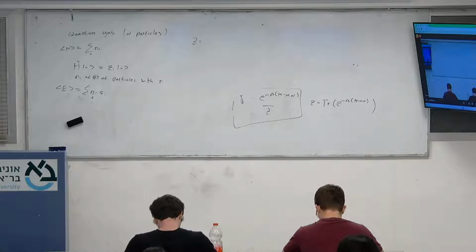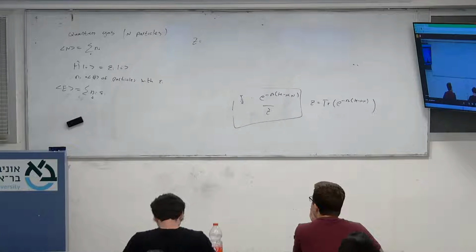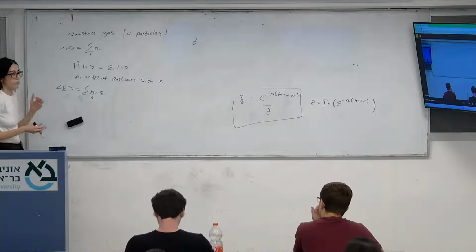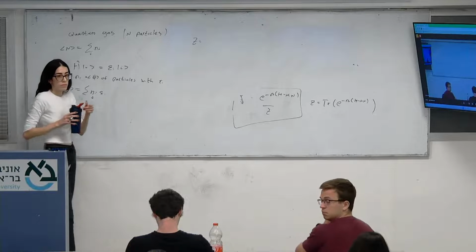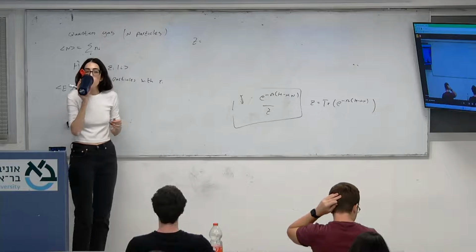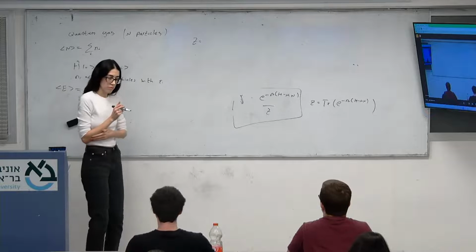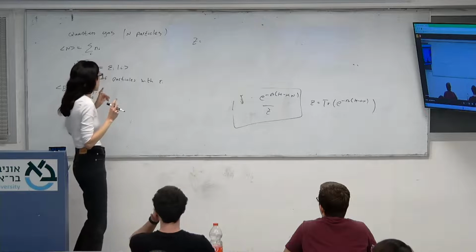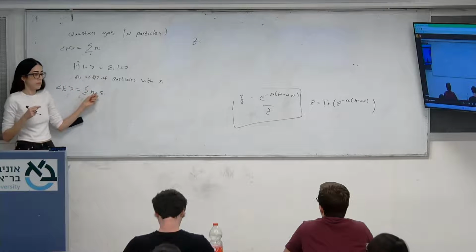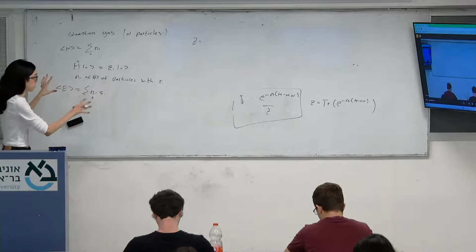Ni is the average number of particles with energy epsilon i. So you have the average occupation number, and you have the summation of all of those occupation numbers. But aren't you supposed to do the total number of particles? By definition, the average is the summation of the probability times the energy. Yeah, this is going to depend on the probability. We'll see in a second. Okay.